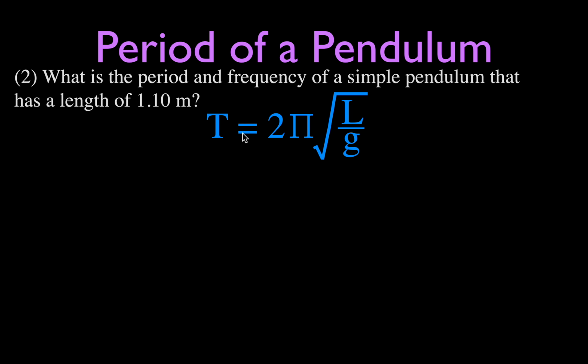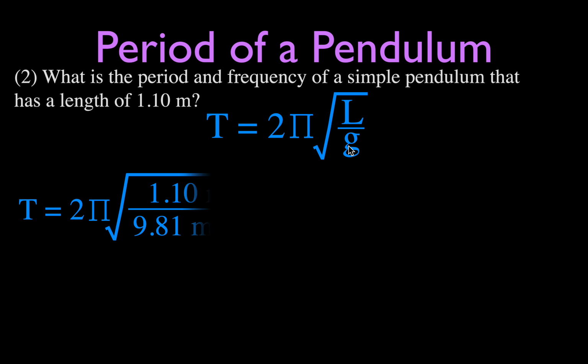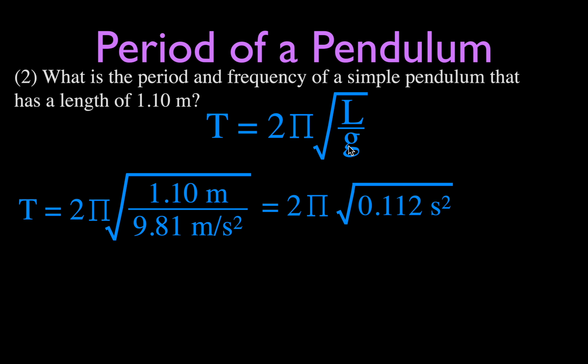The period is equal to 2 pi, then the square root of the length divided by g. Now it doesn't say this, but we'll assume we're on Earth, so g is going to be 9.81. All we got to do is simply plug the values in. That's the period is 2 times pi times the square root of 1.1 meters over 9.81 meters per second squared. If we complete that calculation, we get that the period is 2.10 seconds.